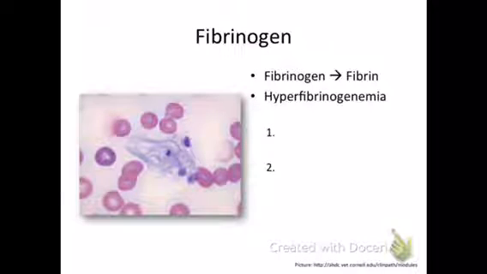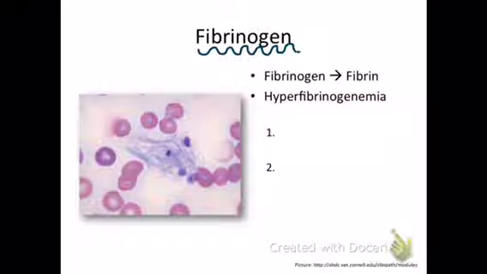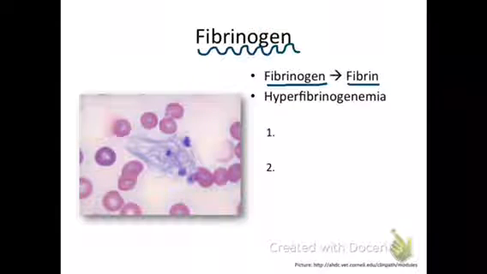This video is going to be on fibrinogen, and specifically fibrinogen with regards to inflammation. You'll learn more about fibrinogen in the coagulation lectures. So fibrinogen is the insoluble precursor to fibrin, and fibrin is the protein that helps form clots in blood.